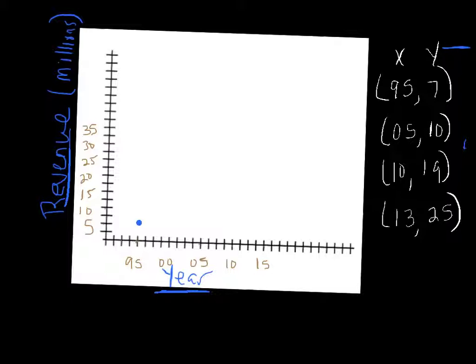All right, and then at 05, I went to 10 million. And then in 2010, I went to 19, which would be about right there. Okay, and then in 13, I went to 25. Okay, all right.